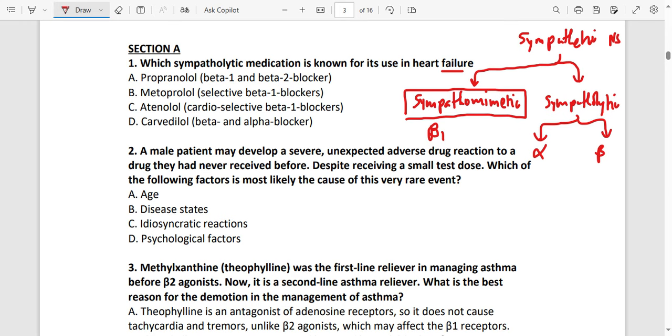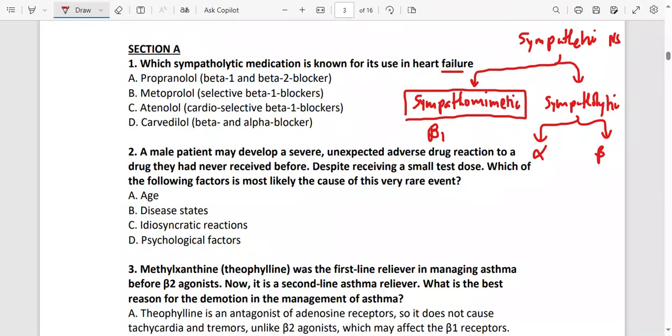Question number two: a male patient who developed a severe unexpected adverse drug reaction to a drug they had never received before, despite receiving a small dose. Which of the following factors is most likely the cause of this very rare event?